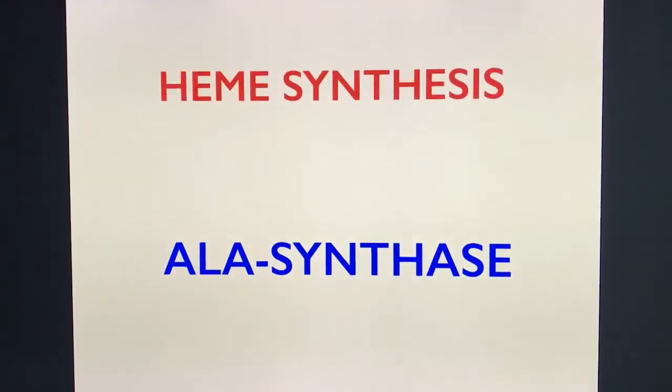Now, what is the rate-limiting enzyme for heme synthesis? It is ALA synthase. The rate-limiting enzyme for heme synthesis is ALA synthase.